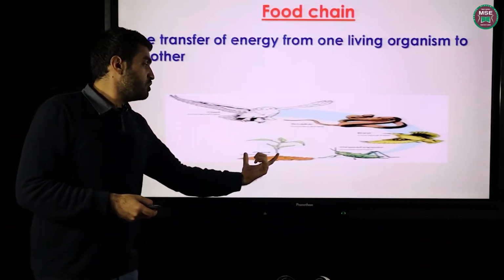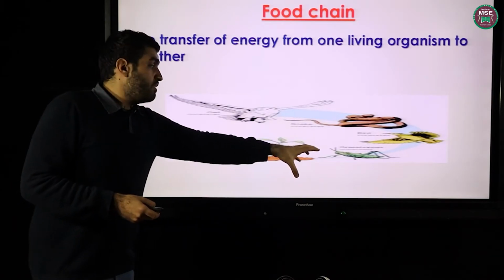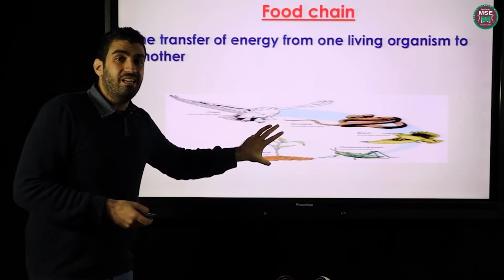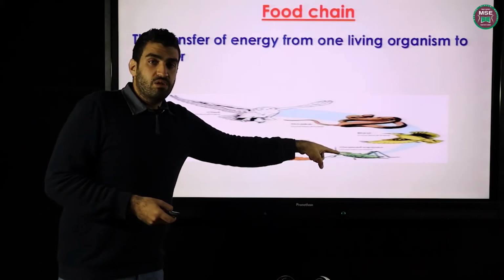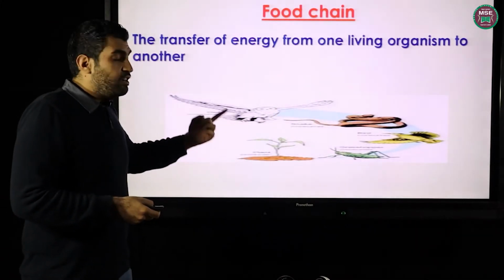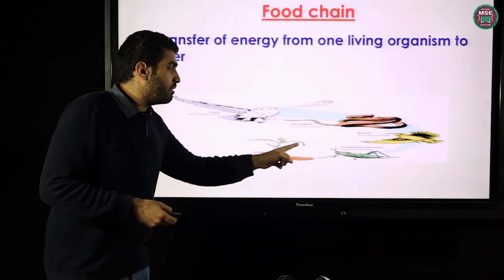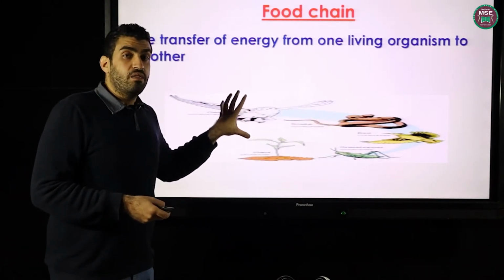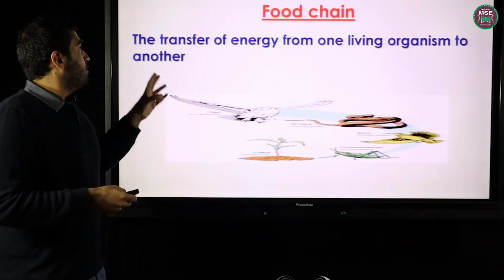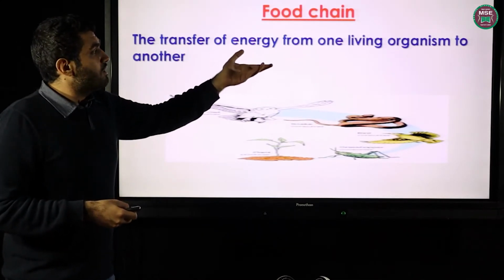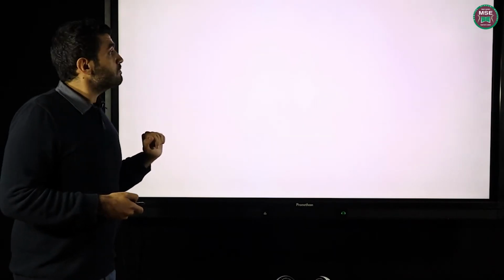The main source of energy is the green plant. When the grasshopper eats the green plant, it takes energy from the green plant. Then the bird eats the grasshopper to take energy, and so the energy transfers from one living organism to another. This is called food chain. So food chain means the transfer of energy from one living organism to another.